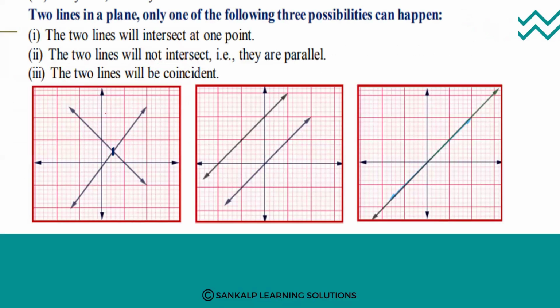Two lines in a plane. If I draw a graph for these two equations, then I will get three possibilities. That means two lines will intersect each other, or two lines will be parallel to each other, or two lines will be coincident, that is overlapping on one another. Of the two lines in a plane, only one of the following three possibilities can happen: the two lines will intersect at one point, the two lines will not intersect, that is they are parallel, or the two lines will be coincident. These three cases can happen when you plot a graph for a pair of linear equations in two variables.